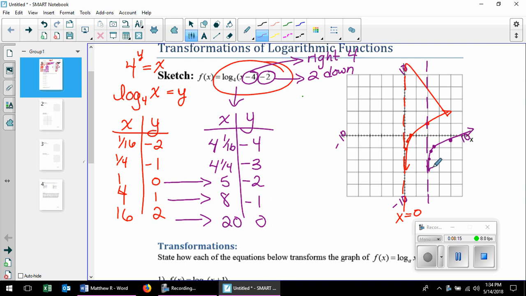Oh, that's just me. So f of x, this one's the log base 4 of x minus 4, minus 2. The red one is my basic log base 4 graph. I find when I do transformations, it really helps me to do my basic graph.